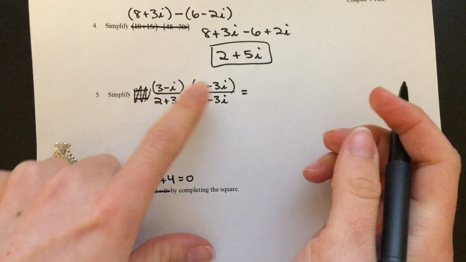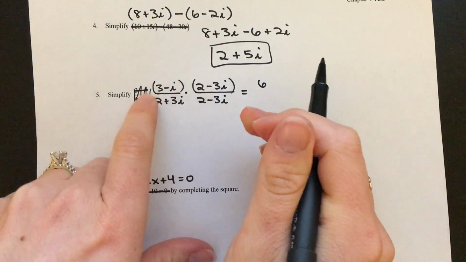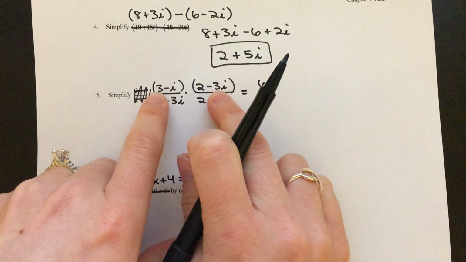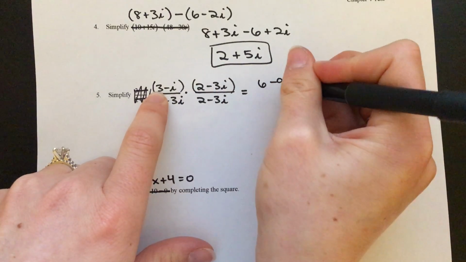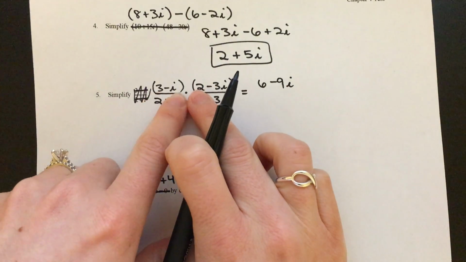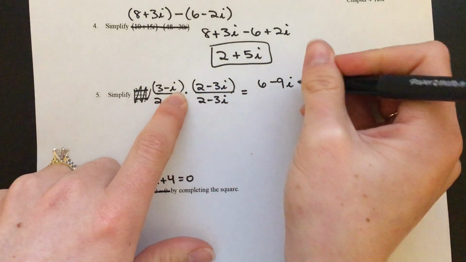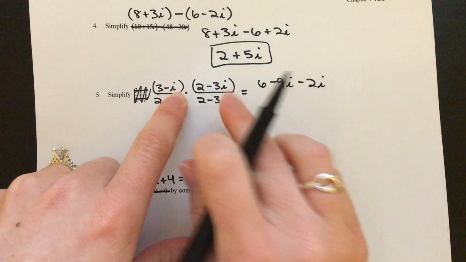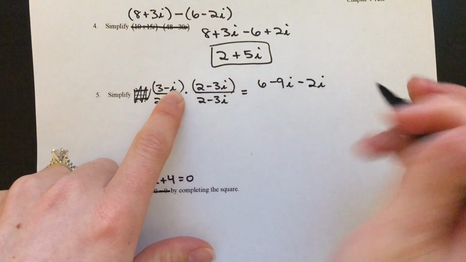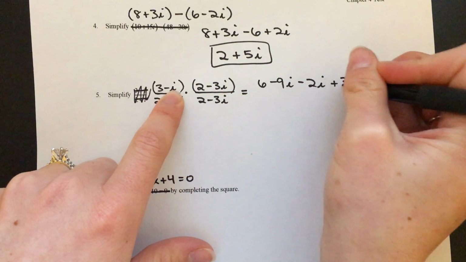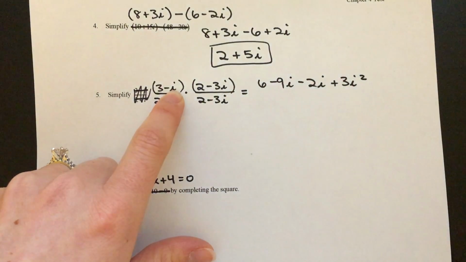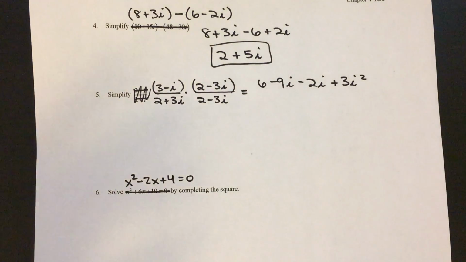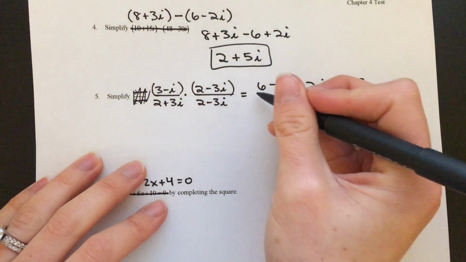So we're going to FOIL out these 2 pieces of the numerator. So first would be 3 times 2, which is 6. Outside would be 3 times -3i, and that would be -9i. Inside would be -i times 2, that would be -2i. And then last, -i times -3i, that would go to a positive, and then the i times i would be i squared. Don't forget about the i squared if you're multiplying an i times i.